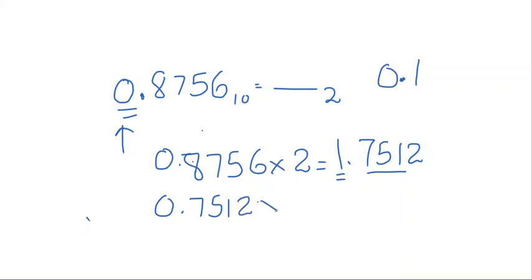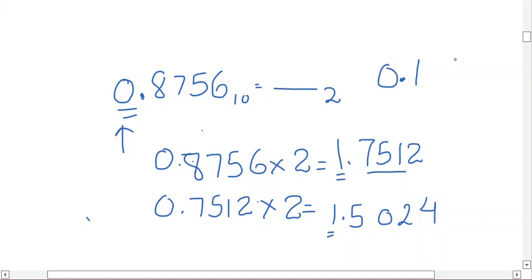0.7512 multiplied by 2. Now if you multiply it by 2, we can start from here. 2 times 2 is 4. 2 times 1 is 2, 2 times 5 is 10, so 0, carry 1. 2 times 7 is 14, 14 plus 1 is 15, so we get 1.5024. Here again, we pick up this digit, put it in our conversion, and we take this leftover.